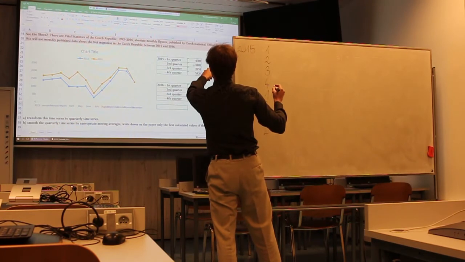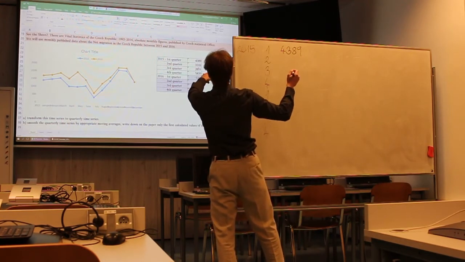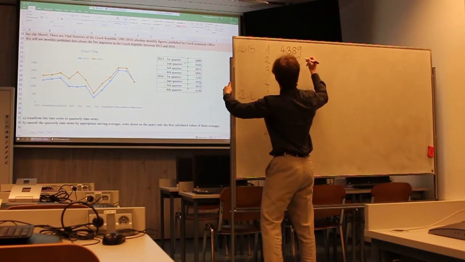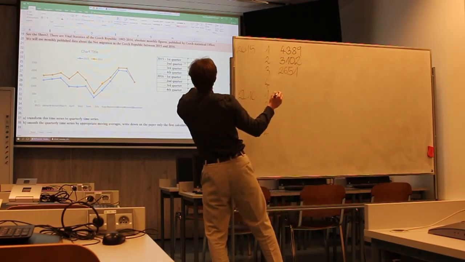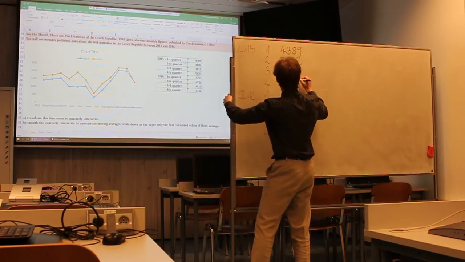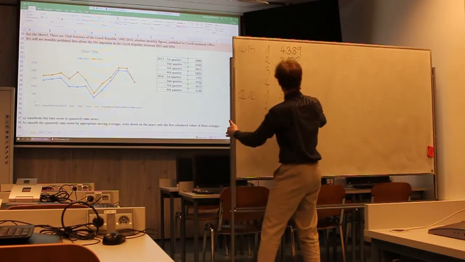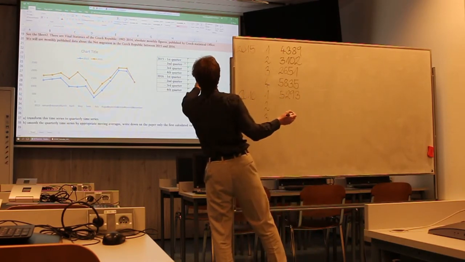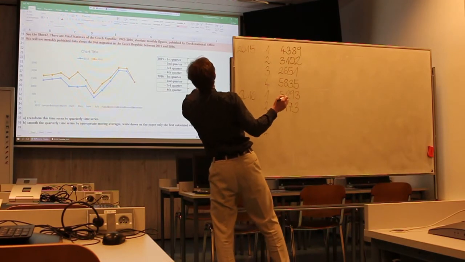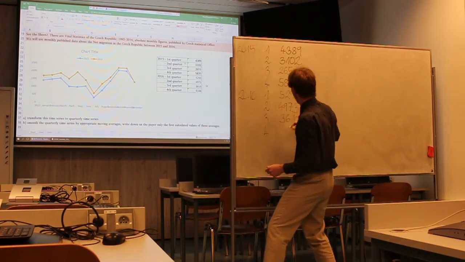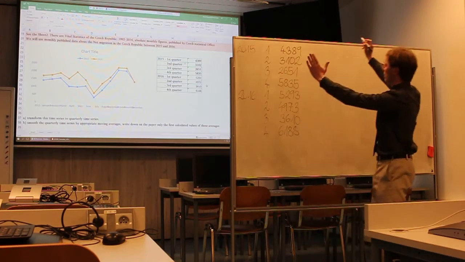4389. Second value 3102. 2651. 5835. 5293. 4973. 3610. And 6188. Okay, quarterly time series.